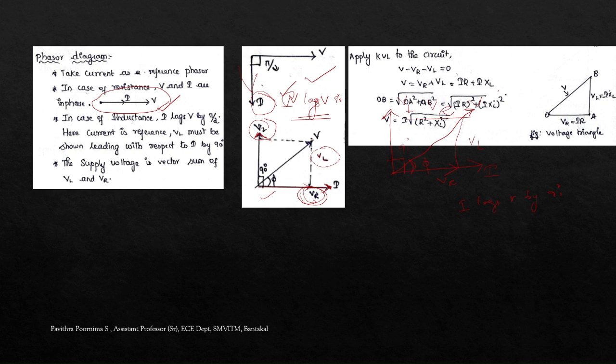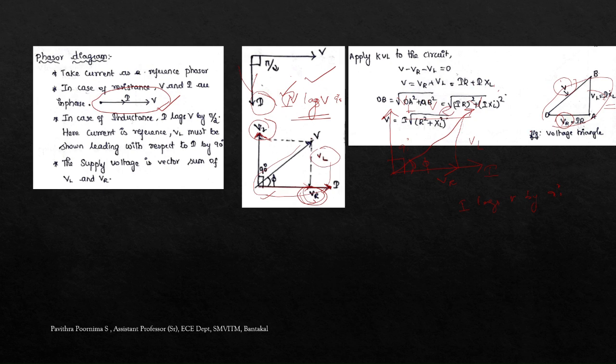So we get a triangle over here. It's a voltage triangle, where all the three sides are voltages. This is the total voltage V, considering VL and VR. So VR is equal to IR and VL is equal to IXL, which gives the total voltage V in this RL series combination. If you write a KVL equation for this, we get V minus VR minus VL equal to 0, and V equal to VR plus VL, and VR and VL we are substituting as IR and IXL.